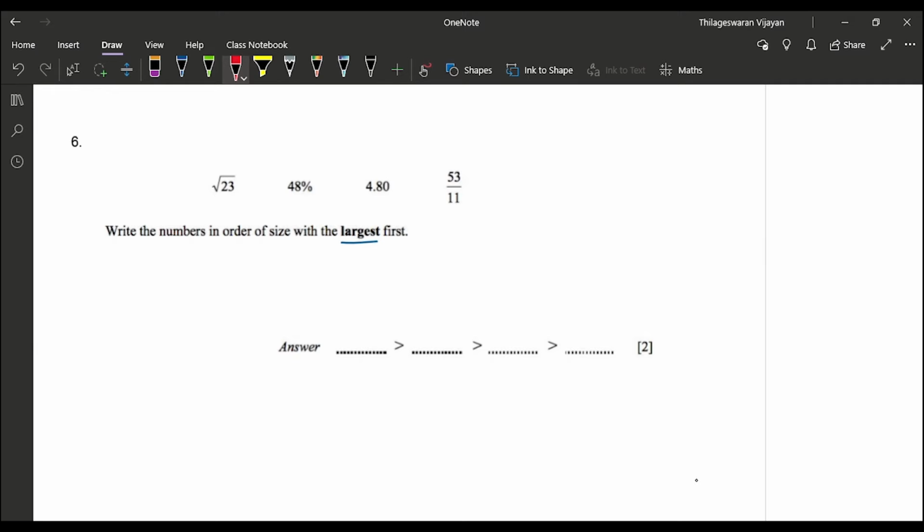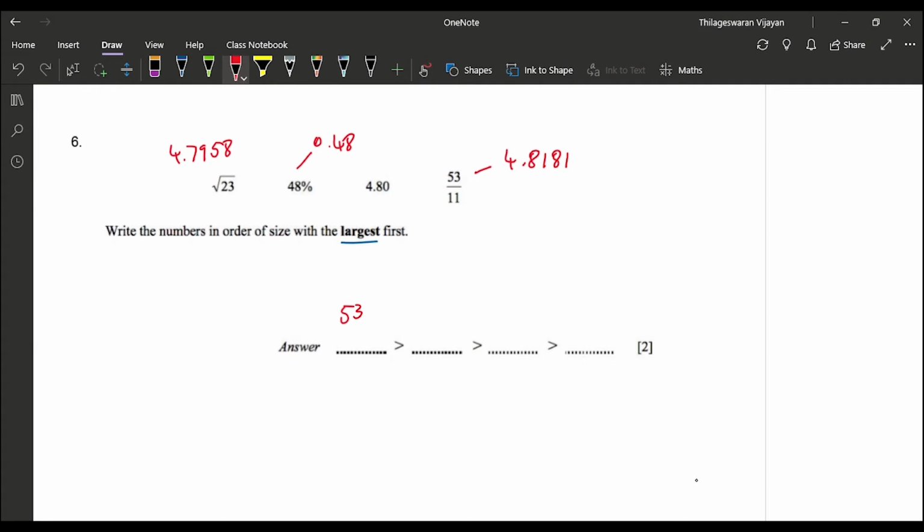So in this case, let's see. Square root 23, I can also write as 4.7958. Just use your calculator. 48%, that's 0.48. 4.8, no changes, keep it that way. This one, you write into decimal, you get 4.8181. Yeah, that's about it. Now, what do you see? You see that the largest value would be the fraction.